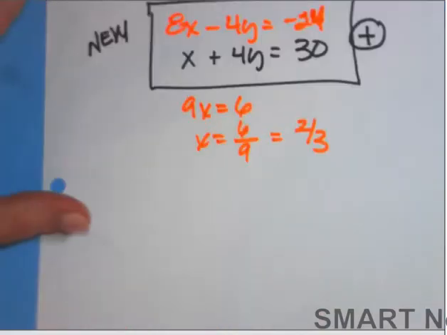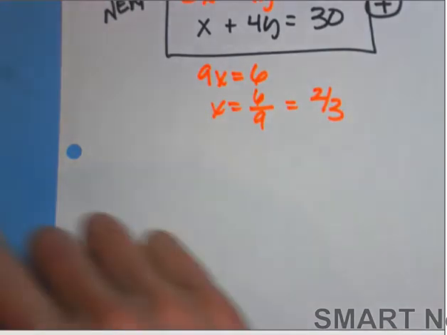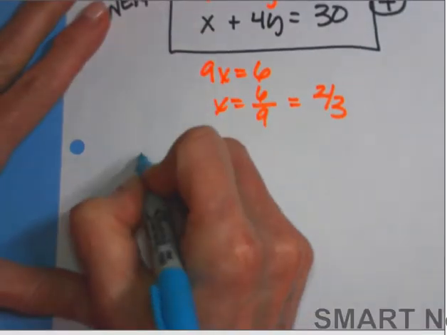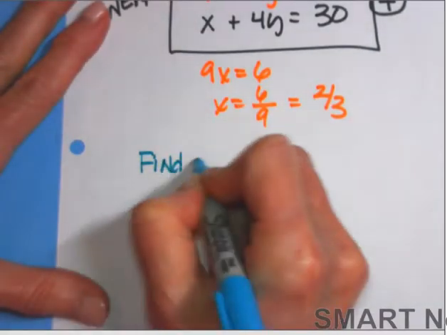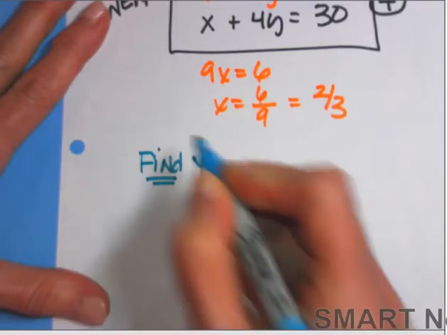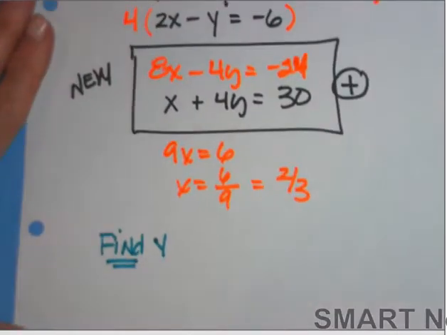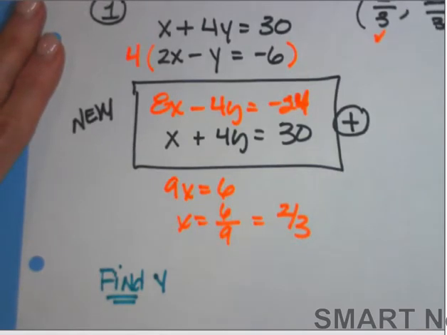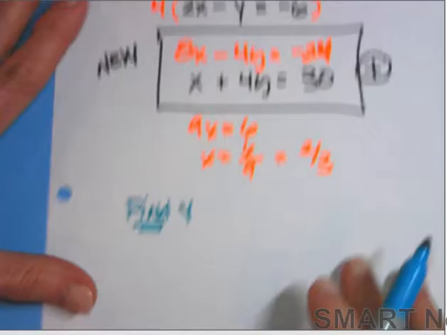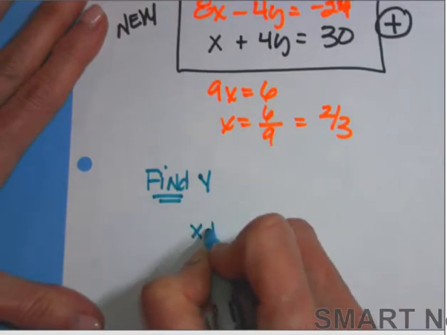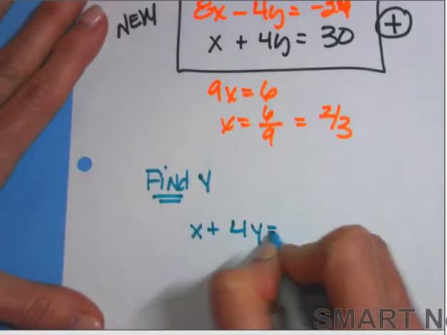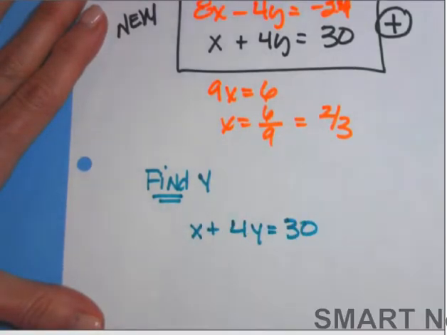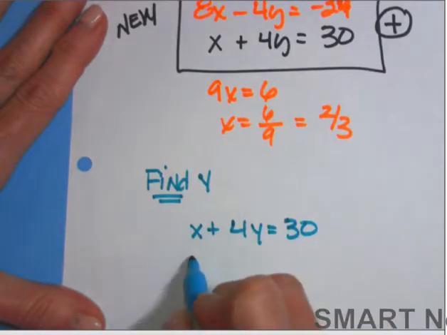Now my job is to find the value of y. So it's important to stay organized and it's important to show your work. And I will go back to either original equation. I'll just take the first equation. So here I've got x plus 4y equaling 30. And I'm going to let x become 2/3.